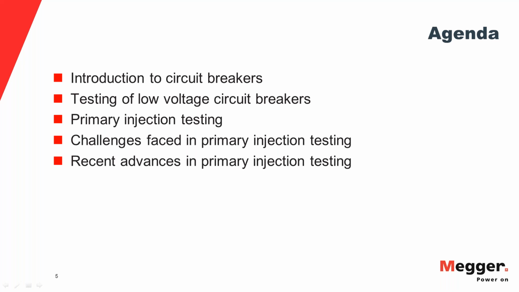We're going to start off by talking a little bit about circuit breakers. Then we're going to talk about some of the tests that are done on low voltage circuit breakers. After that, we are going to focus on primary injection testing. We're going to talk about some of the challenges that people face during primary injection testing. Then we're going to talk about how the advent of technology has improved certain aspects of primary injection testing. All right, so let's get started with the first section.